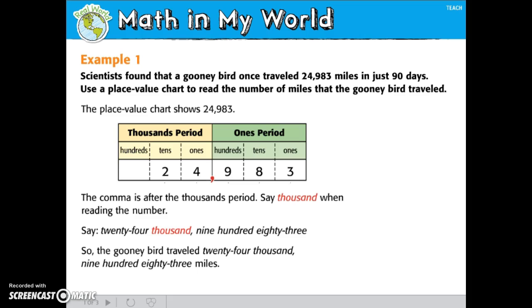All right, this Math in My World example should be in your book on page 17. Page 17, example 1: scientists found that a Goonie bird once traveled 24,983 miles in just 90 days. That's about 3 months. Use a place value chart to read the number of miles that the Goonie bird traveled.